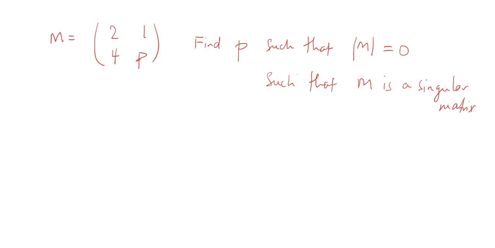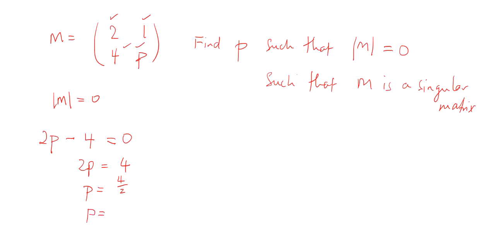So we know that the determinant of M is equal to 0, and to find the determinant we take this term by this term. So 2 multiplied by P will give me 2P, minus this term by this term, 1 multiplied by 4 is 4, and I'm going to put that equal to 0. So 2P is equal to 4, therefore P is equal to 4 over 2, therefore P is equal to 2. Typical examination question here.